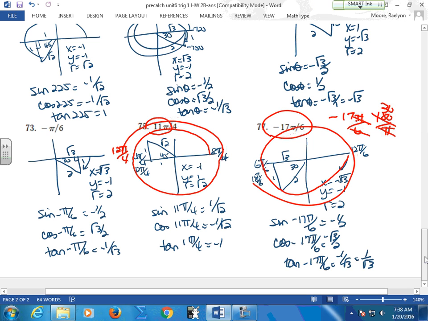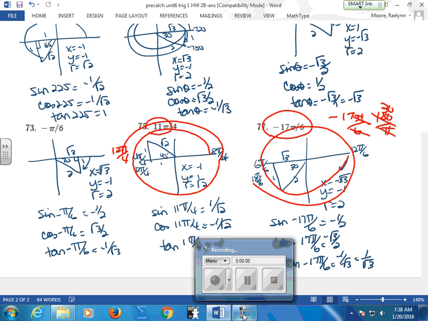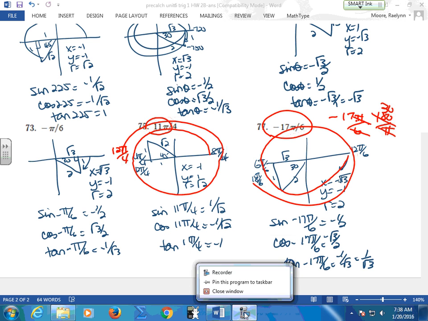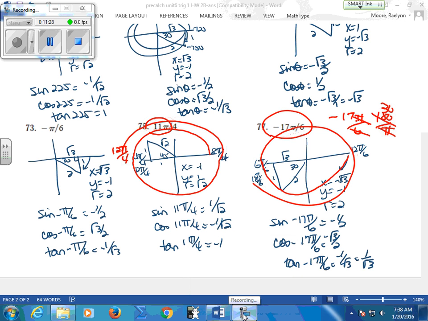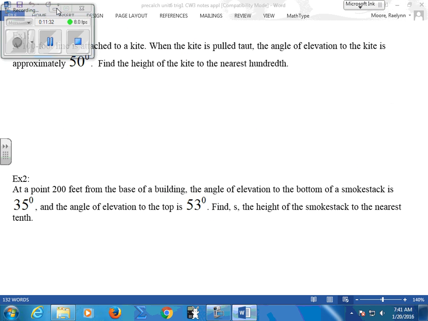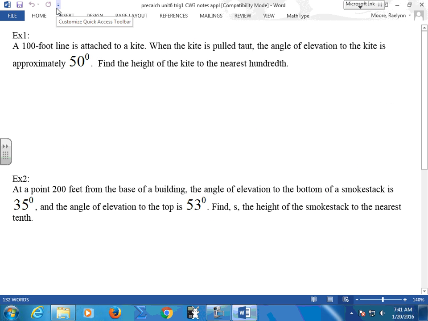So I need sketches, I need special triangles, quadrantal angles. Applications. Very, very basic applications. And you probably remember these from Algebra 1.